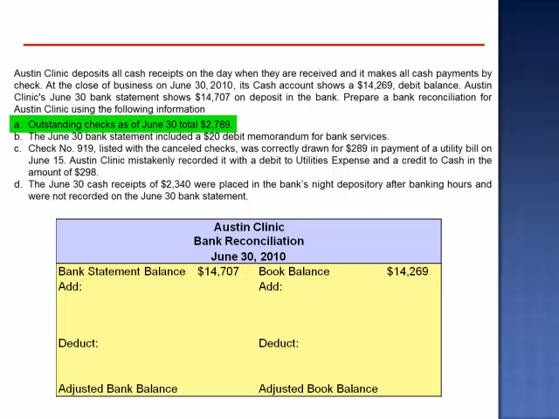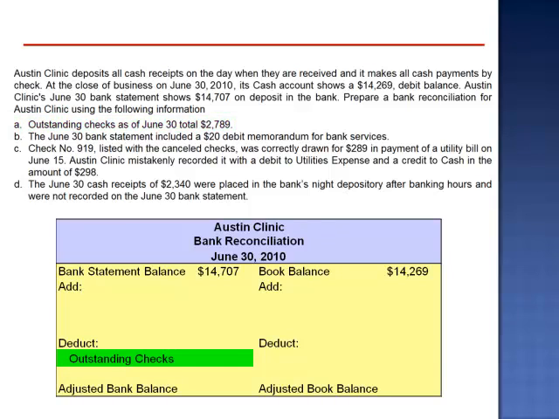Letter A tells us that outstanding checks as of June 30th totaled $2,789. Outstanding checks are the checks that the company has written, mailed to the payee, but these checks have not yet cleared the bank. These checks have already been subtracted from the book balance, but have not yet been subtracted from the bank balance. Therefore, we subtract the outstanding checks on the bank reconciliation.